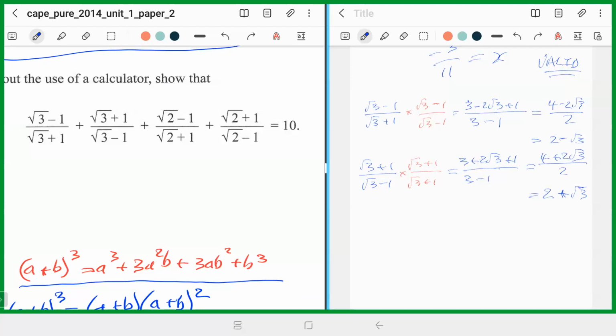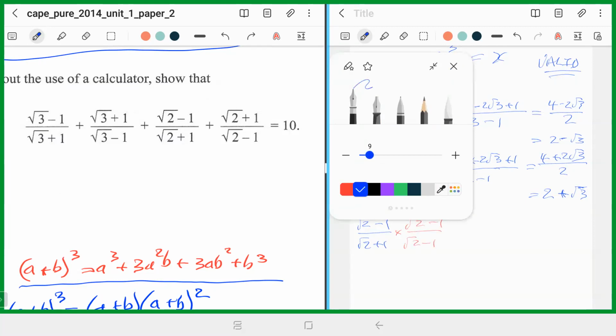Alright, let's do this now, please. Alright, so we're out of these values. So let's do the next one now, which is root 2 minus 1 over root 2 plus 1. Rationalize it again. Times root 2 minus 1 over root 2 minus 1.